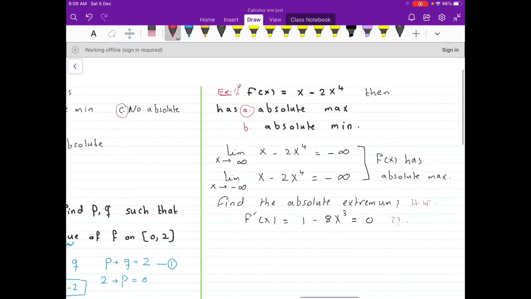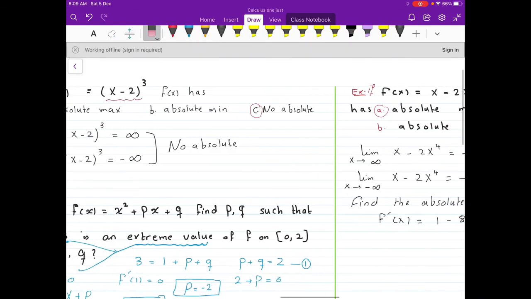So in this lecture, by the end of our lecture today, you must be able to understand what we mean by absolute max and minimum. And the second question is how to find the absolute extremum for a function.